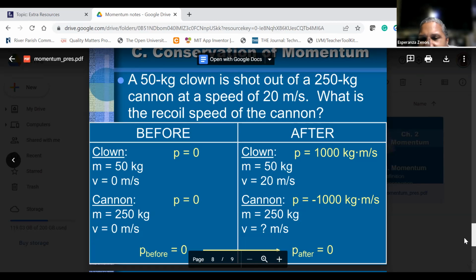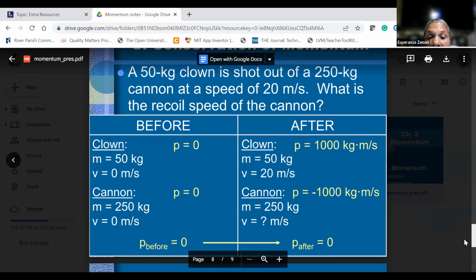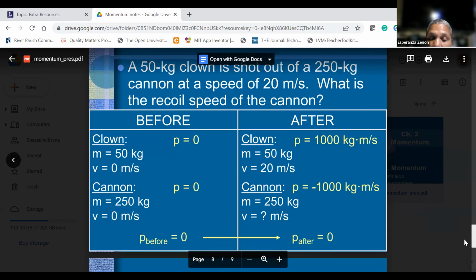Because this is kind of like a collision in reverse, if you will. They're together before the collision and separated after, but it's still an inelastic collision from the perspective of momentum conservation, okay? So let's see how much momentum before. Well, clown isn't moving, cannon isn't moving. So the total momentum before is 0. So that means that the total momentum after also has to be 0. Okay. But let's look at the momentum of each, the clown and the cannon after.